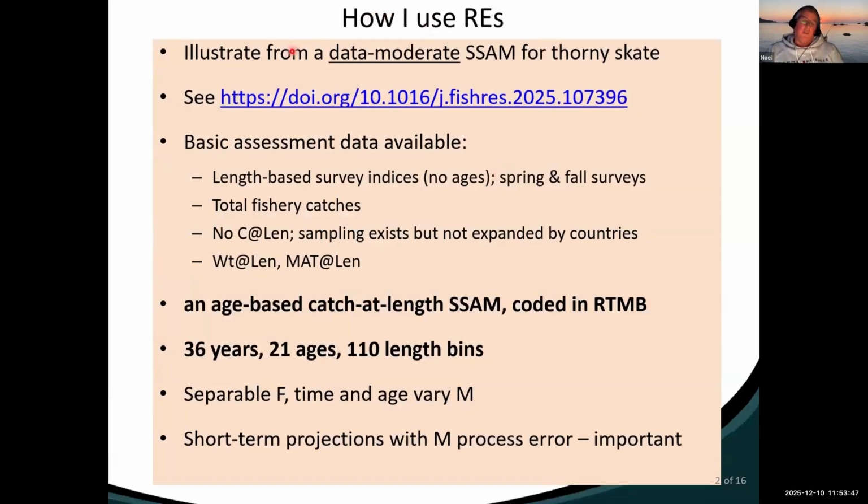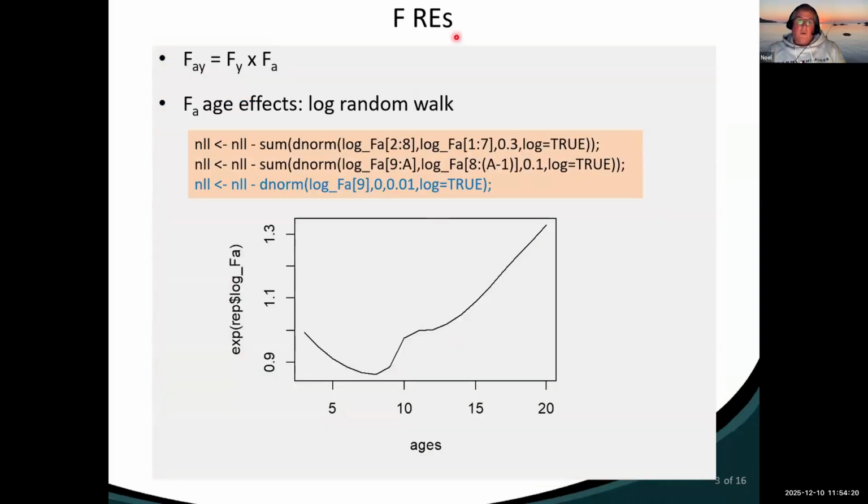So how I use random effects, I'm just going to simply illustrate some uses from a recent model I developed for thorny skate. It was what I call a data moderate stock, and I don't want to go into the details too much, but I used an age-based catch-at-length model. It was done in RTMB, so it's like 36 years, 21 ages, and 110 length bins. So quite a few length bins.